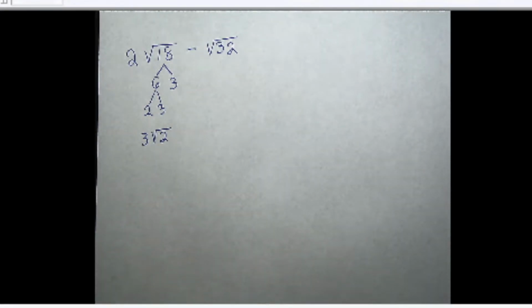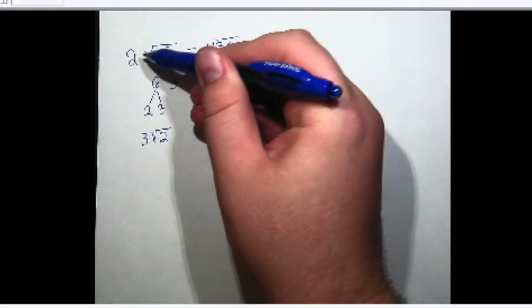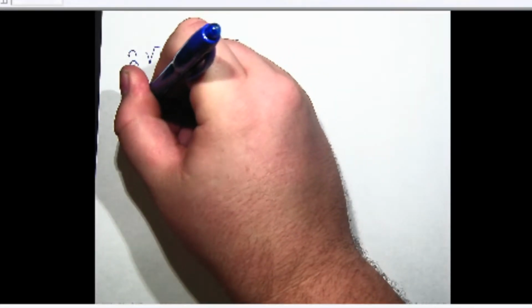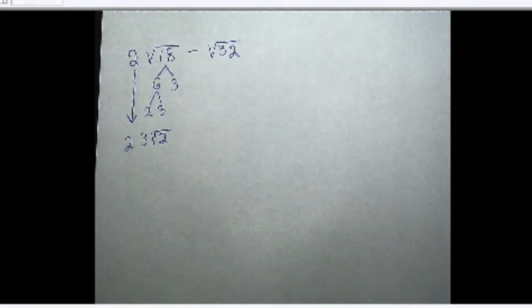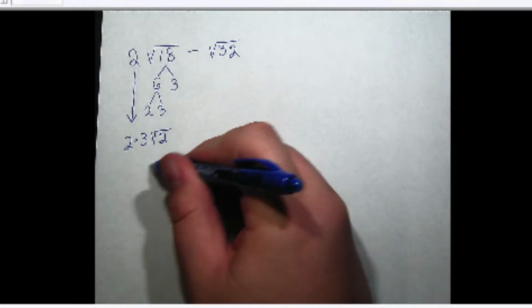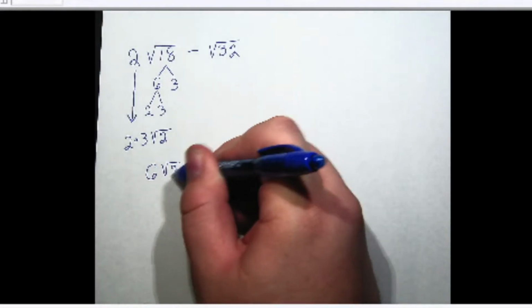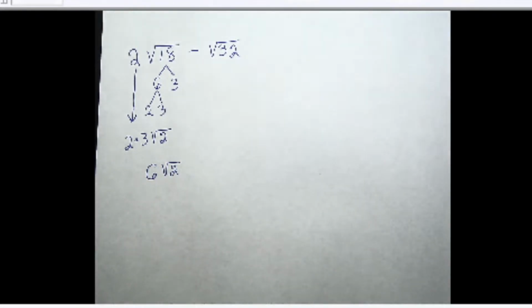Now, there's something important. We had a 2 on the outside to begin with, and it's still got to come down. And what are we going to be doing between that 2 and 3? Multiply. Absolutely. 6 square roots of 2. Okay. So now we drop the minus down.